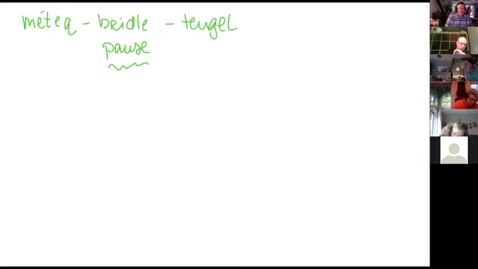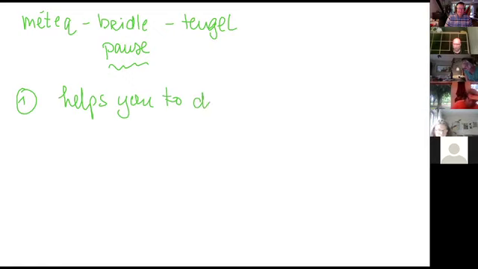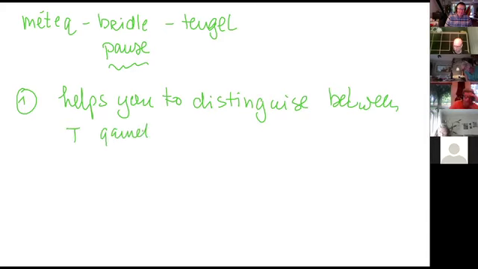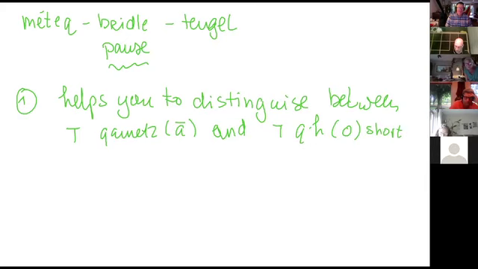So the first thing we learned is that the metech helps you to distinguish between the kamets, which is the A vowel, long, and the kamets chatuf. I spell it like this, which is the O vowel, short. So the metech helps you to distinguish between the kamets and the kamets chatuf.